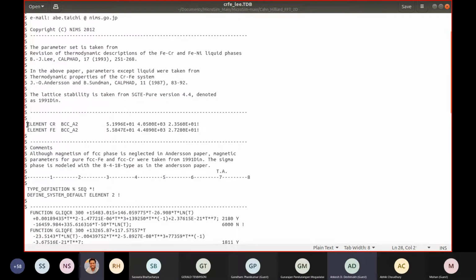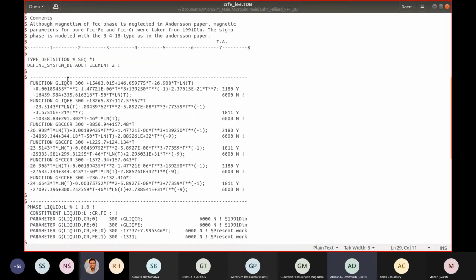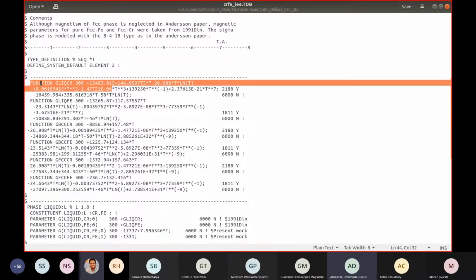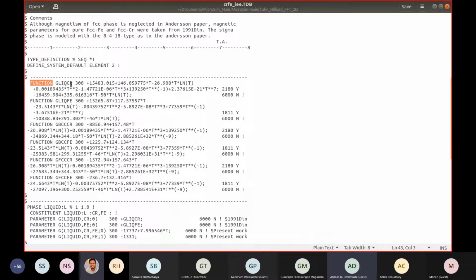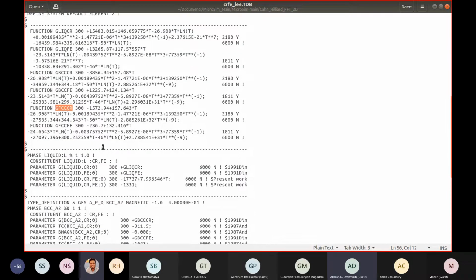So the first thing, it represents the pure elements which are going to be present in this system: iron and chromium, and their crystal structure, and so on. And it also describes the pure element Gibbs energy functions here with the function definitions, for example G liquid Fe, G liquid Cr. If you take chromium, all the three phase descriptions are available: BCC, liquid and FCC. Though we know that chromium doesn't exist in the FCC form, they do develop the Gibbs energy expressions to be compatible with all other models or all other solid solutions.